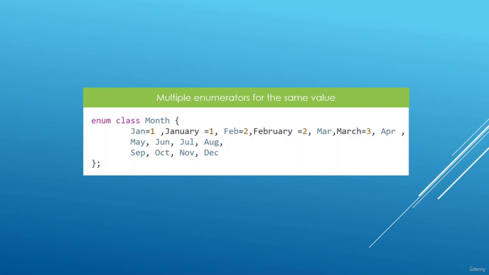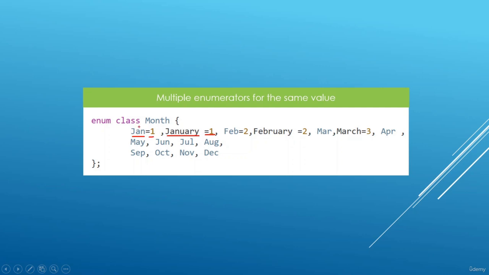One other thing I want you to know is that we can have multiple enumerators for the same value. So for example, here we can use Jan to represent January and have a full name here for January. And we have to help the compiler here and tell it that all these enumerators really represent the same thing. And we say that by binding all these two names to one integral value.